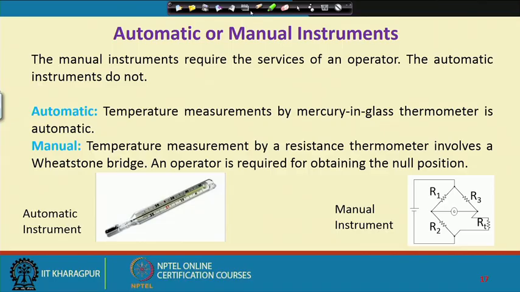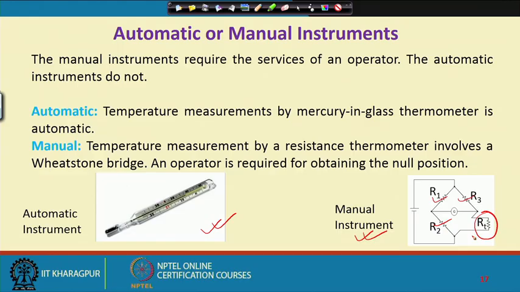So, this is an example of an ordinary mercury in glass thermometer, which is an automatic instrument, and this is a manual instrument. Here, this is the Wheatstone bridge with 3 arms, and this 4th arm is connected to the resistance wire or resistance thermometer. We will learn more about this in detail when we talk about temperature measuring instruments in detail.